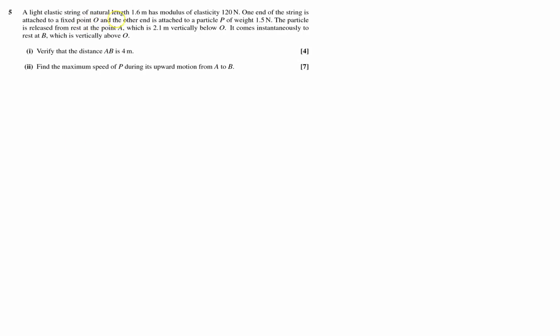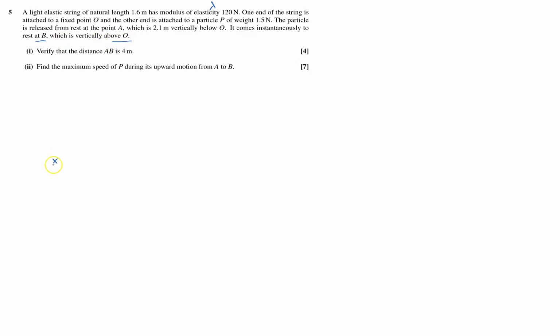Okay, an elastic string of natural length, string not a spring, natural length 1.6 meters, and modulus lambda is 120 newtons. One end is attached to a fixed point O, and at the other end a particle is released from rest 2.1 meters below O. It comes instantaneously to rest at B, which is vertically above O.